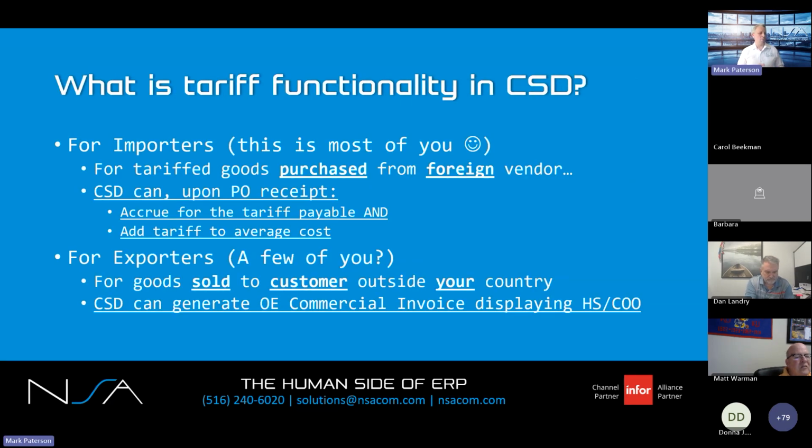All right, so what is tariff functionality in CSD? For importers, which is most of you, for tariff goods purchased from a foreign vendor, when you receive a PO, there'll be a tariff accrual for, let's say, that 20% you're going to pay to your broker, and the average cost goes up. The second functionality in CSD is for exporters. For goods sold to a customer outside your country, on that sales order invoice, CSD can generate a commercial invoice, which would display the HS codes and country of origin.